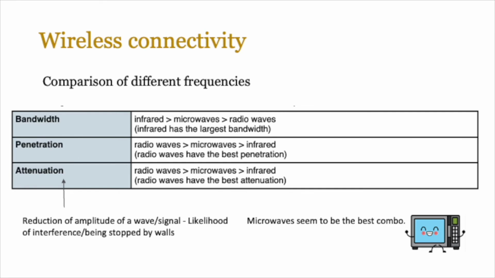Signal loss, radio waves, microwaves, and infrared. So radio waves have the best attenuation. Now, if you were looking at one that fits everything, you'll probably see that microwaves are in the middle. And that's why we go with microwaves for both Bluetooth and Wi-Fi.